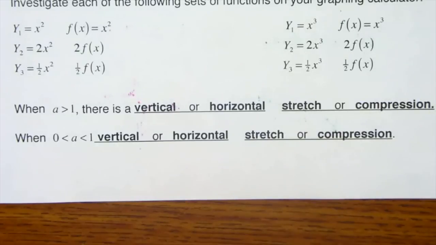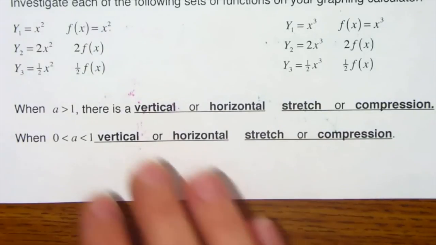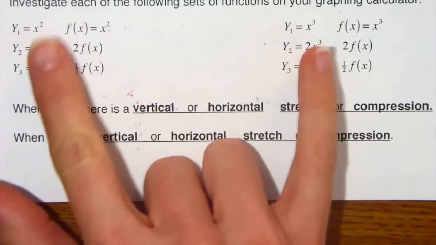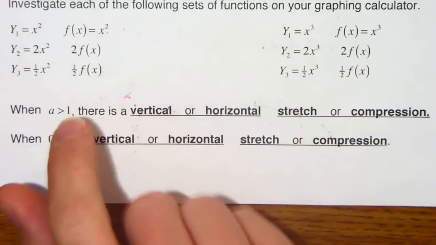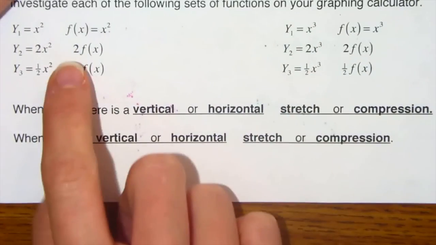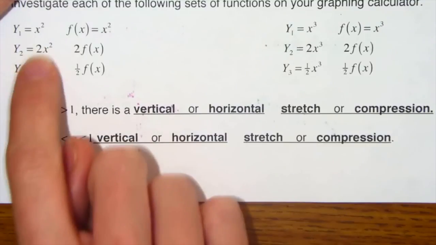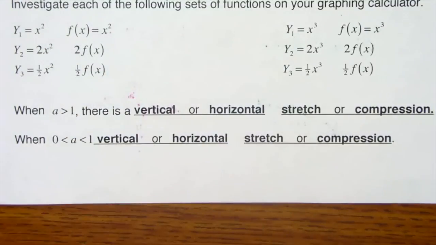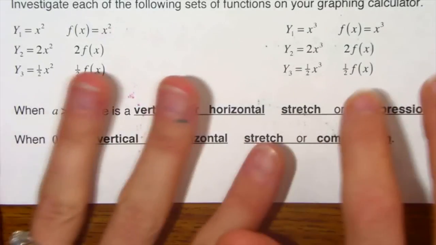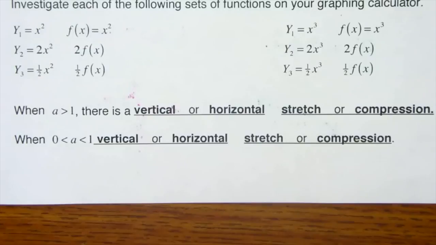All right, so what we're going to look at here is two different functions, x squared and x cubed. And notice here we are multiplying the function by some number. So this is something that is on the outside of the function. So we keep talking about our input and what happens on the outside. This is an outside change. So we're going to look at x squared first.